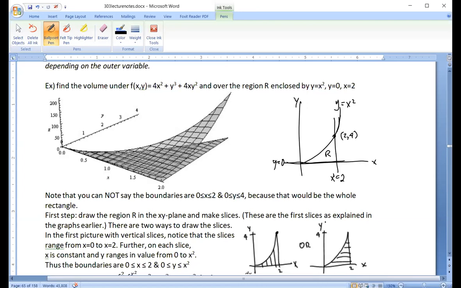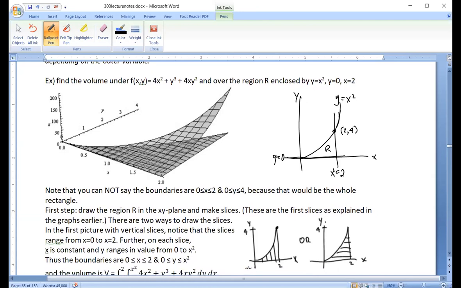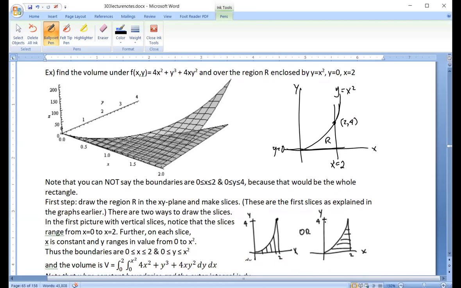the widths are delta x, and what's the range of x values? The range of x values goes from 0 to 2. Now, what about on each slice? On each slice, what is the range of y values? On an individual slice, the smallest y value is 0, and the biggest y value is the function y equals x squared. So the biggest y value is x squared. That gives us our boundaries for the integral. And now we can write that integral down.